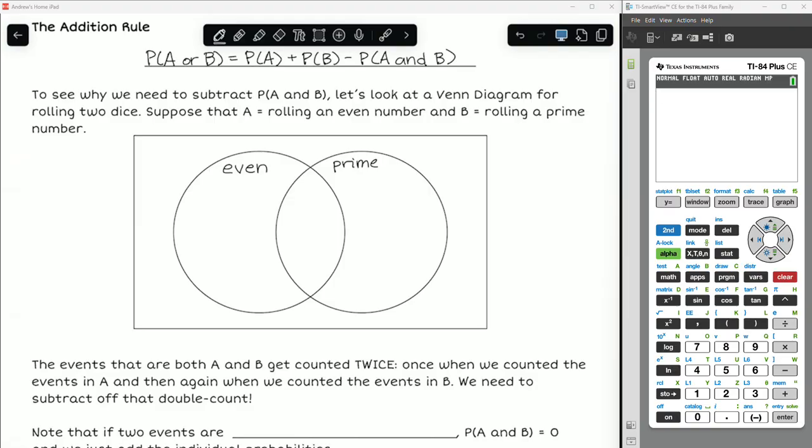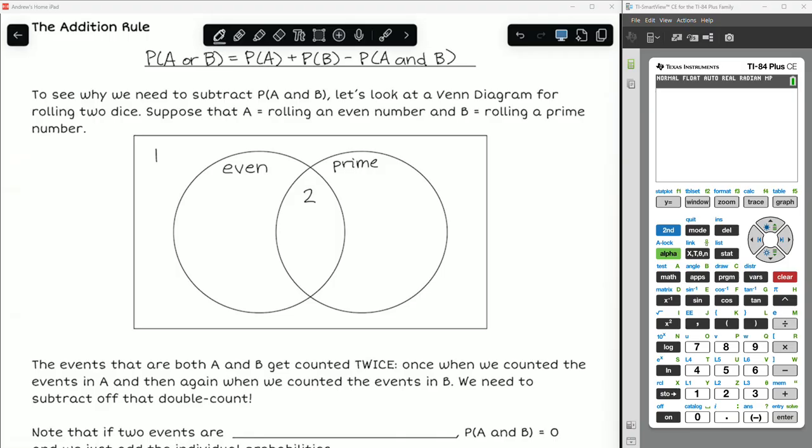1 is not even. It's not divisible by 2. It's also not prime. Prime numbers have exactly two factors, one and themselves. 1 only has one factor, itself. So 1 is an oddball who's going to sit out here. Now we're going to go through the rest of the list. Our next number is 2. 2 is even. It's divisible by 2. It's also prime because the only factors are 1 and 2. So it lives here in the overlap.